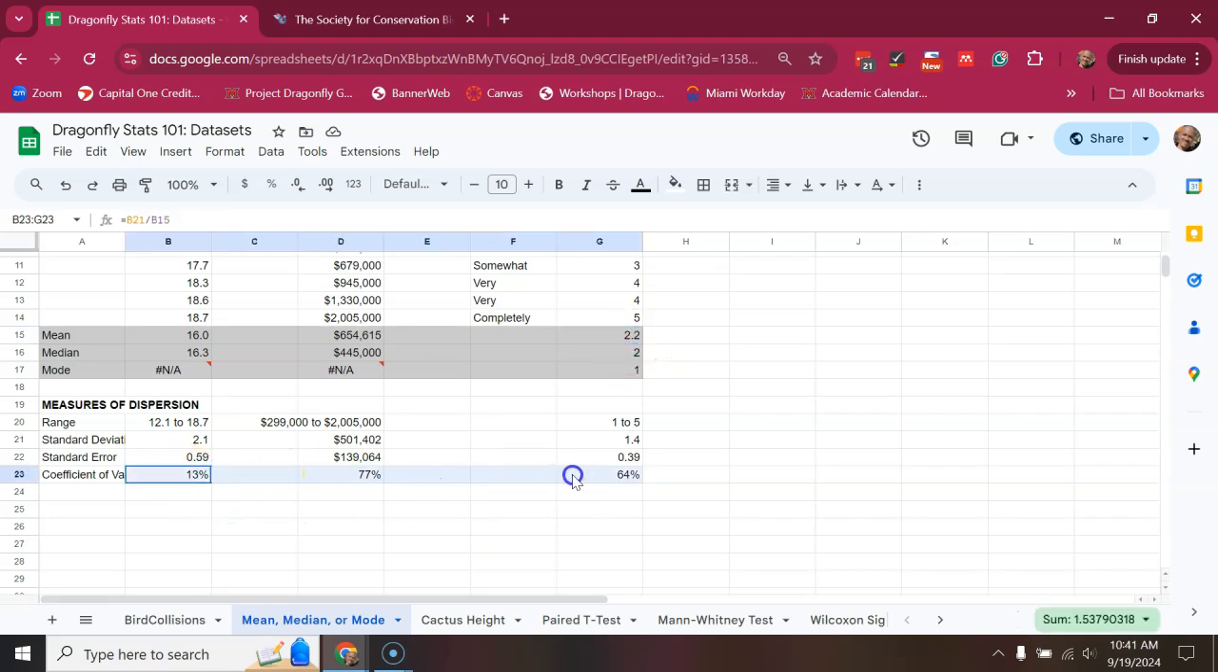What this tells us is that the housing data set is the most variable data set, right? And the survey data is the next most variable, followed by the shark length data. So it's important to keep the coefficient of variation in mind, and it can be quite useful in summarizing things and seeing things that you might not otherwise notice.